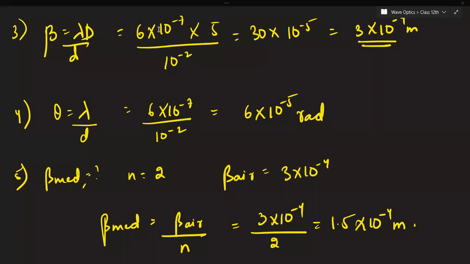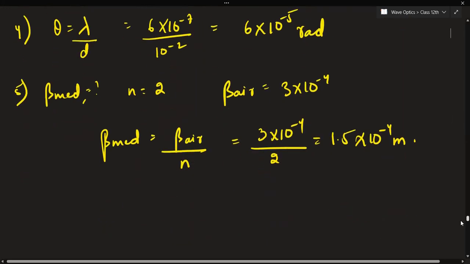This is the answer for the second part, 4.5 into 10 to the power minus 4 meters. Okay, Razan. 4.5 into 10 to the power minus 4 meters.